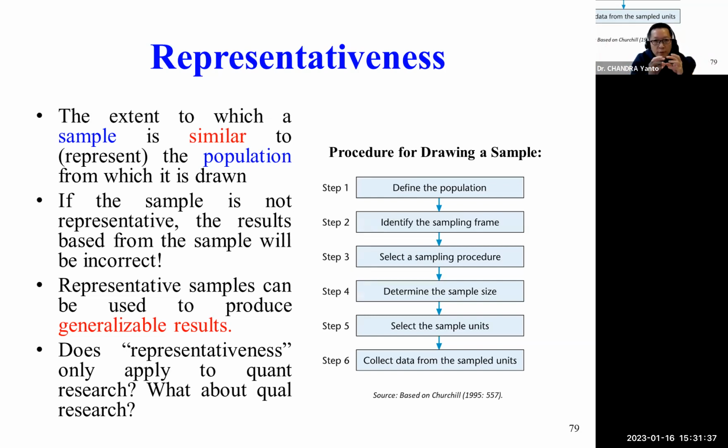You're hoping that these 300 people are very representative in terms of their characteristics of the 30,000, right? So if these 300 people are representative of this 30,000, then of course, whatever you find from these 300 people who you are studying in a survey or experiment, their findings can be generalizable to these 30,000 people. So that is exactly what you are interested in. So when you want to have representativeness, you define the population, identify the sampling frame, select a sampling procedure, determine how much is the sample size, select the sample units, and collect the data.